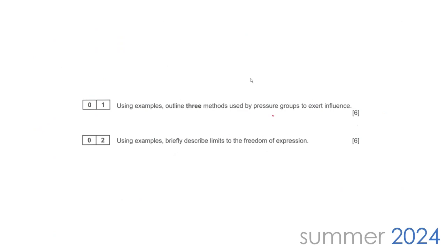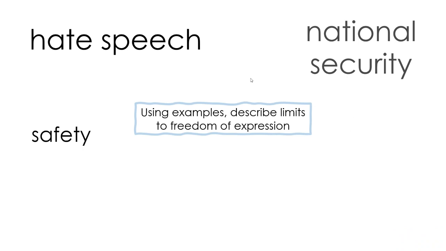Let's have another quick look at the second example from the summer of 2024 then. Again, the examiner hasn't identified that you have to do 3 here, but that's what we strongly advise you do. So this is where your own knowledge comes in again, and if you want to challenge yourself, maybe pause the video here. Can you think of 3 limits to freedom of expression in the UK? Expression, I should say. So these are some of them, okay?